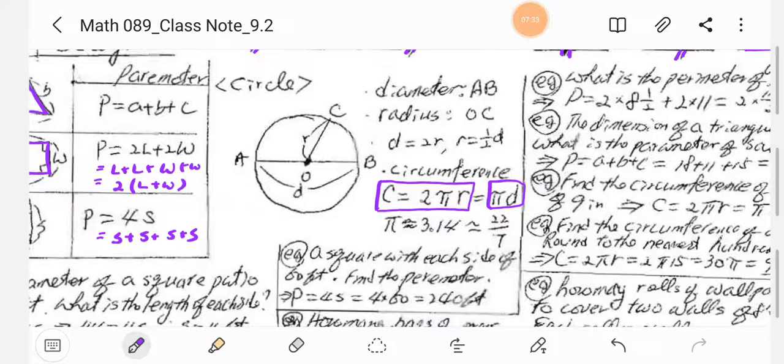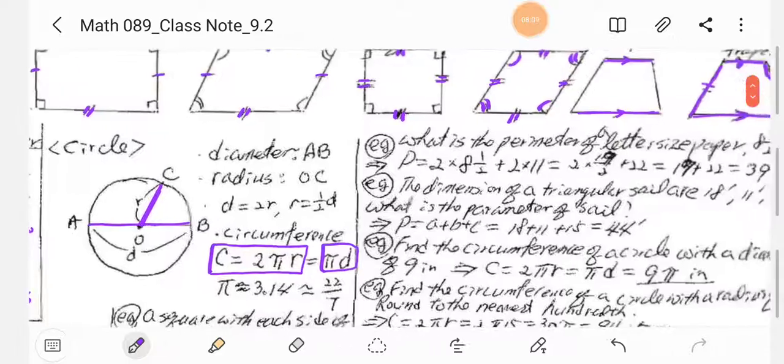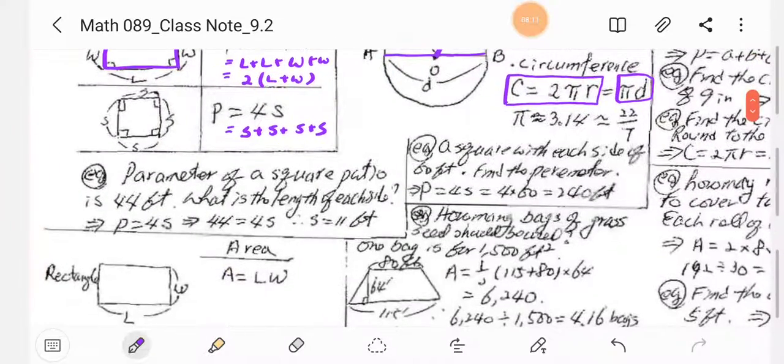Okay, and what's diameter? Diameter passes through the center all the way to the end. So AB is a diameter, and radius is the distance from the center to a point on the circle. That is the radius. So always radius is half the diameter, and diameter is twice the radius. Okay, so these are the definitions.